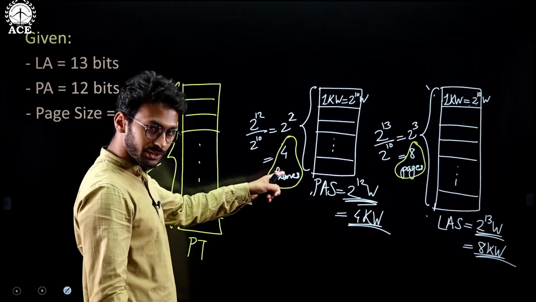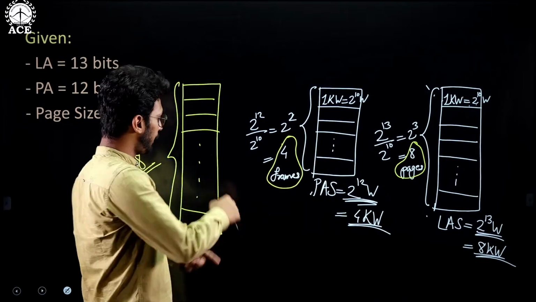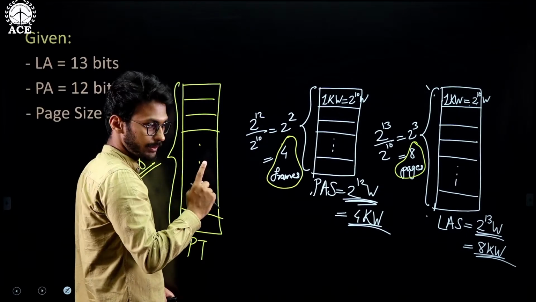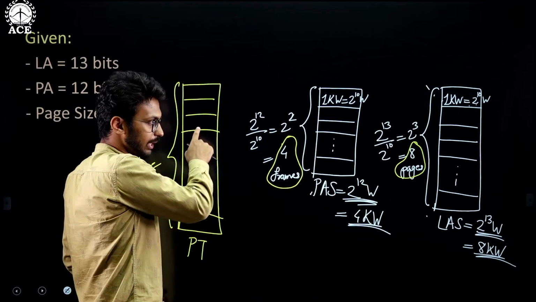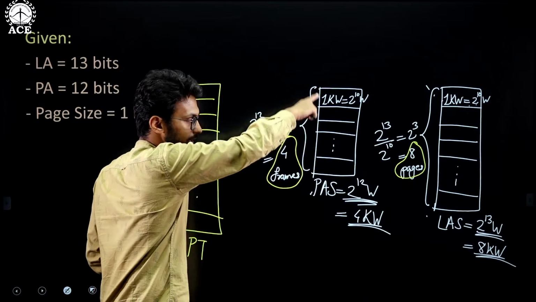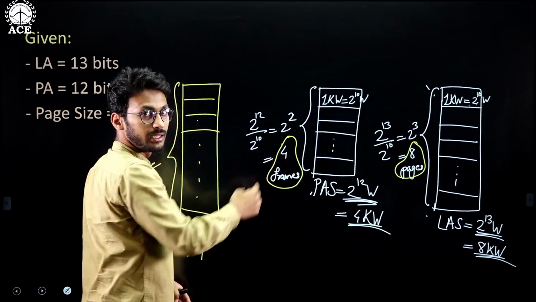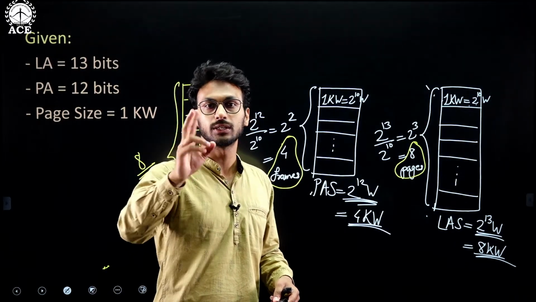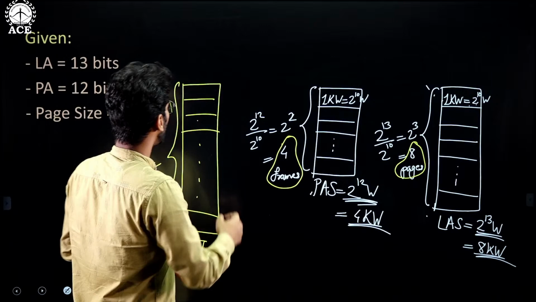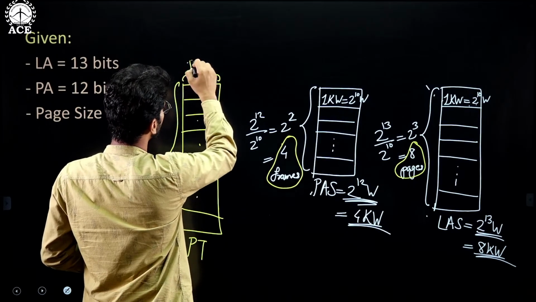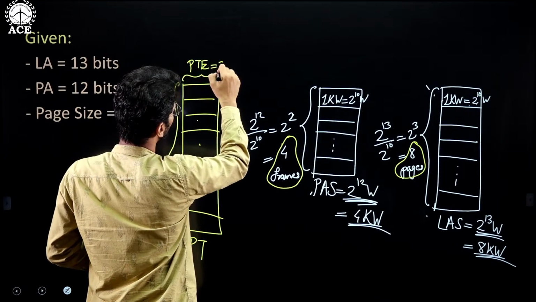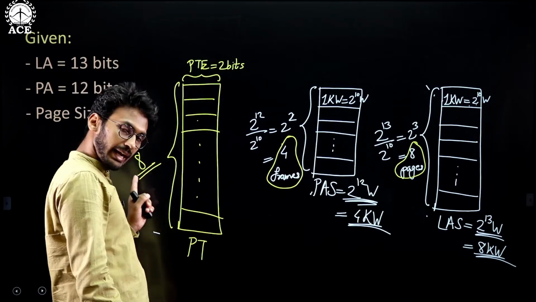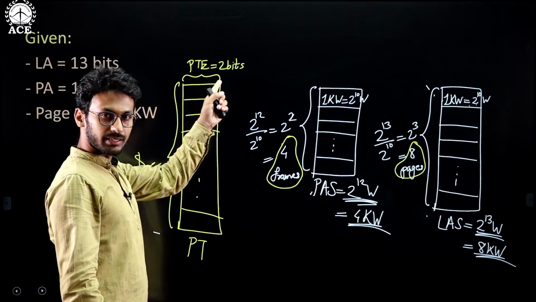To represent 4 frames, the page table contains frame number. This is another point. Now if it contains frame number, it has to address all those frames, isn't it? How many frames are there? 4 frames are there. To represent 4 frames, how many binary bits are required? 4 means 2 squared, 2 bits. So page table entry size is 2 bits. Done. Next point, you got 8 entries in page table, entry size 2 bits.